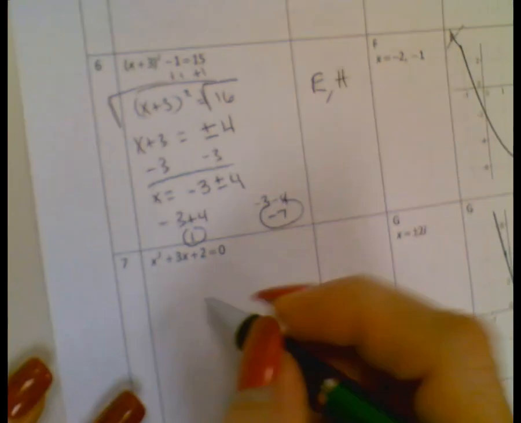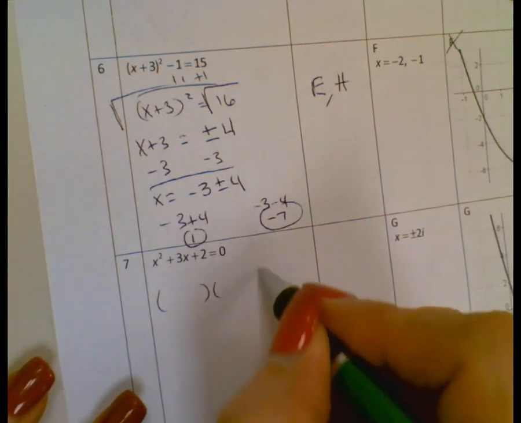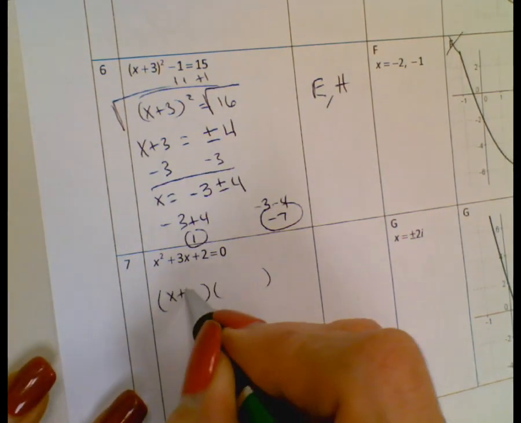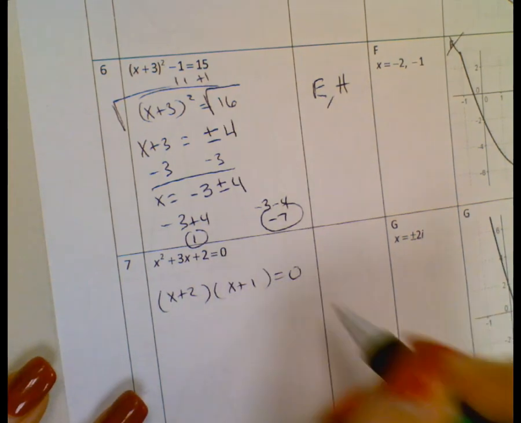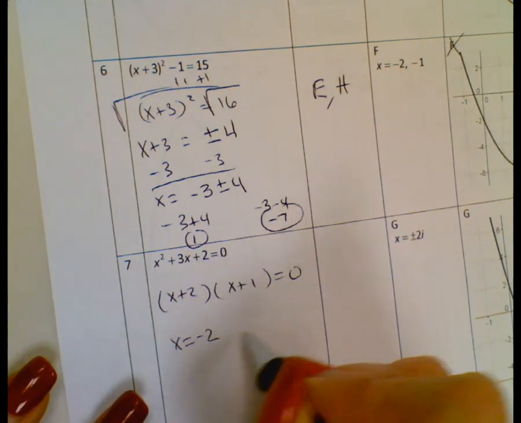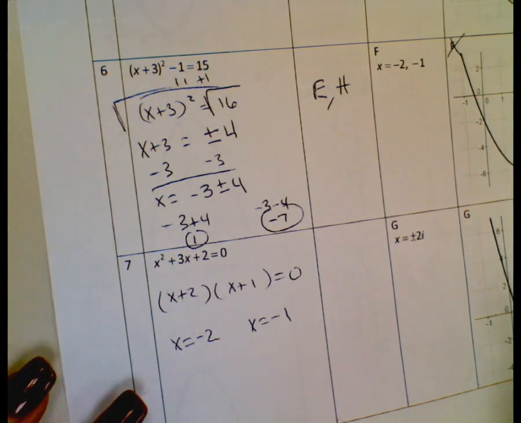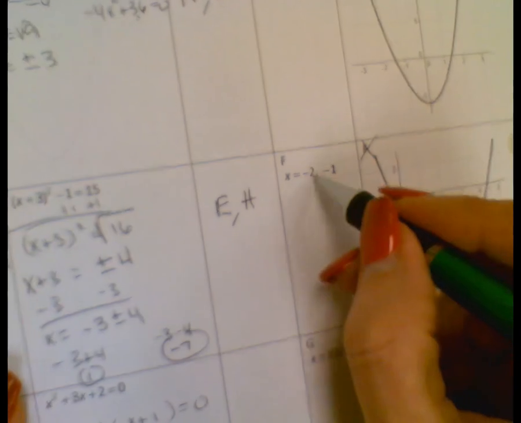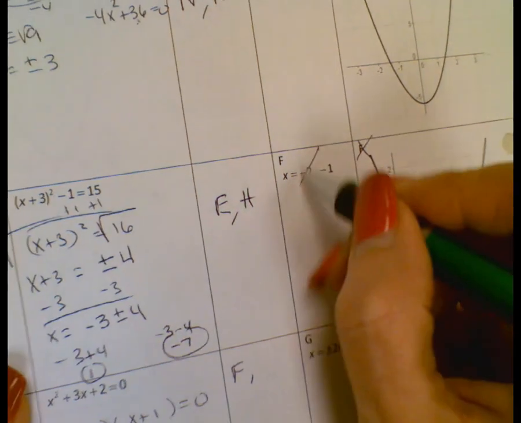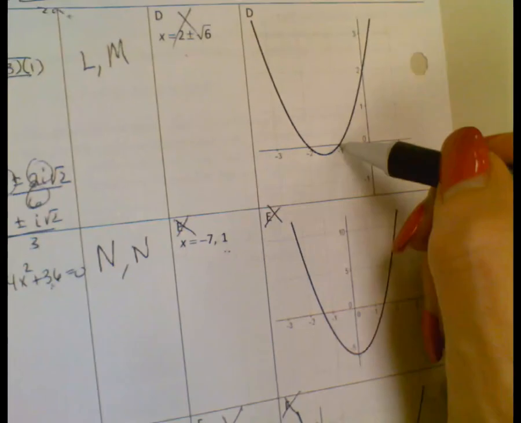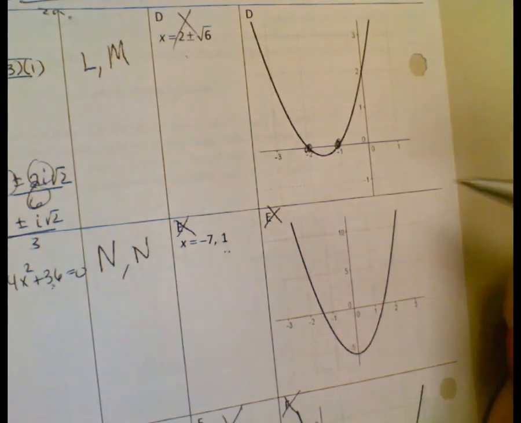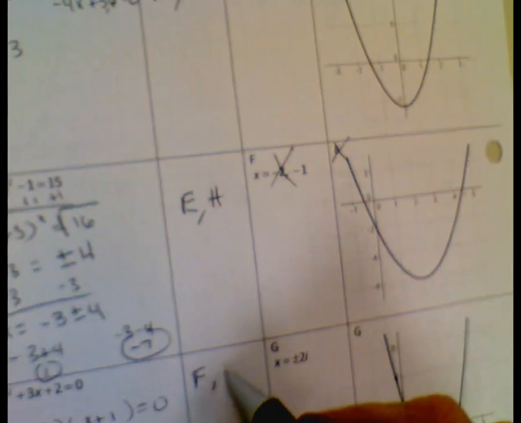7. This one's factorable. I'm just going to save some time. What are factors of 2 that add up to 3? 2 and 1. So one of your answers is negative 2 and one of your answers is negative 1. It's right here, F. Cross that out. It's also right here on the graph. Look, negative 1 and negative 2. That's where it crosses the x-axis. So that graph is D.